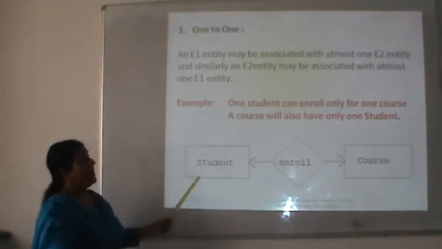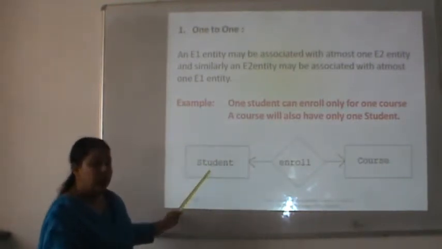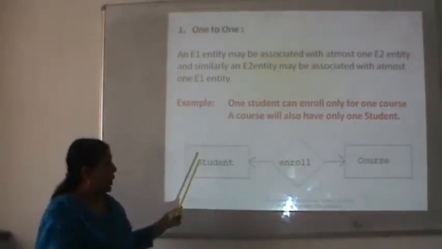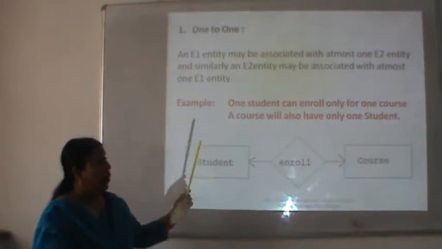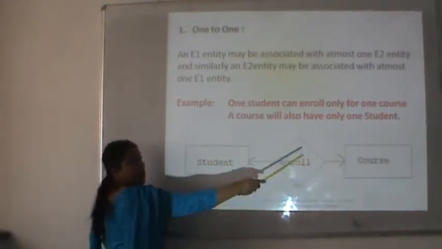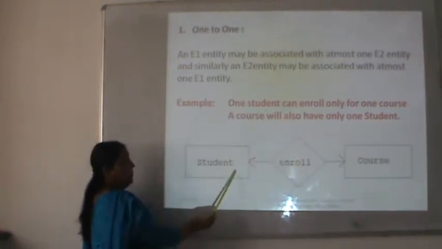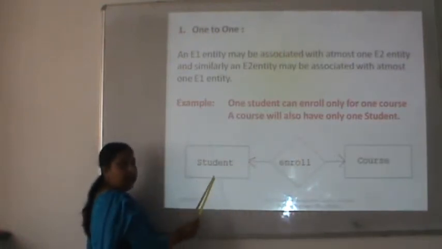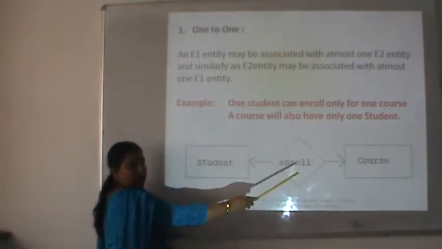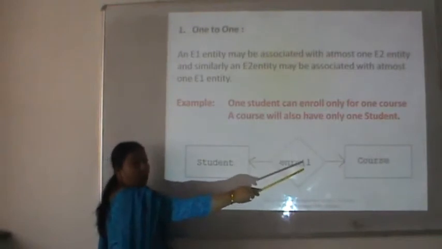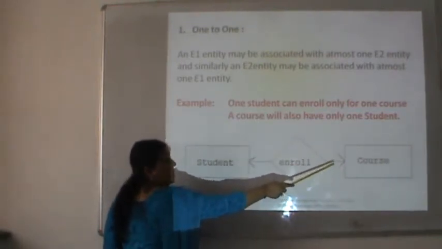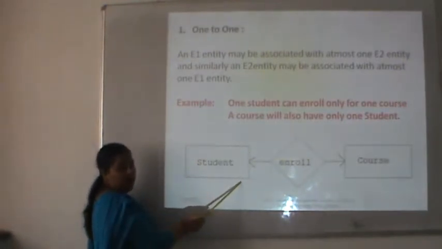It represents that one student can enroll for only one course. That means one student can be associated with only one course. Student is an entity set, course is another entity set. So every student of this entity set will be associated with only one course. So one student can take only one course. Similarly, one course can be taken by only one student.